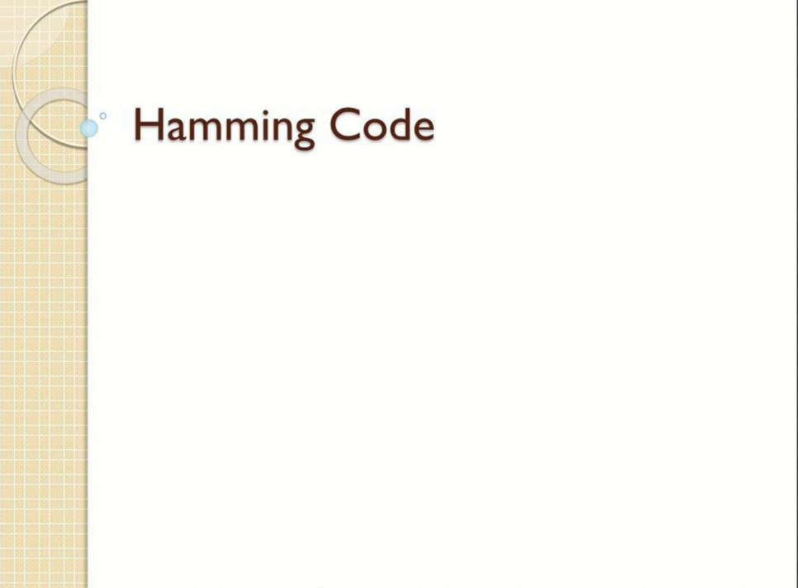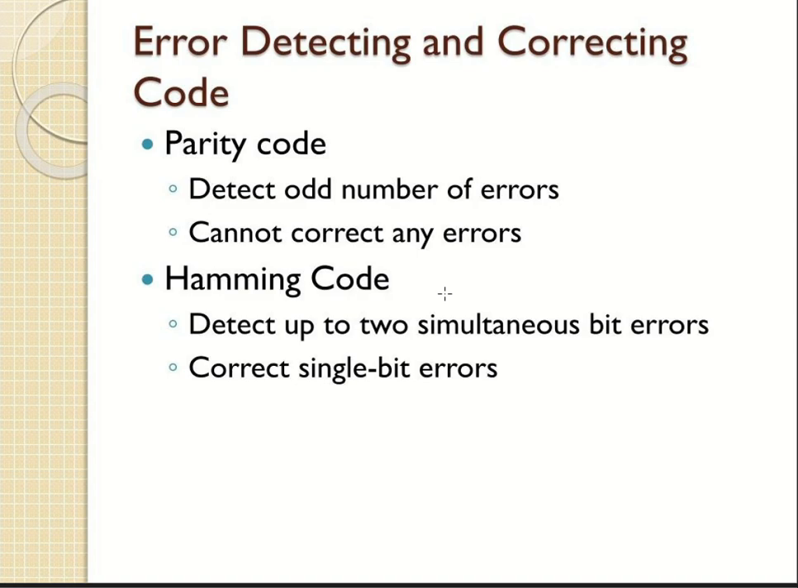Hamming code is a critical technique in the field of digital communication and data storage. This method ensures that the data integrity is maintained during transmission by allowing us to detect and correct errors. Error detecting and correcting code.